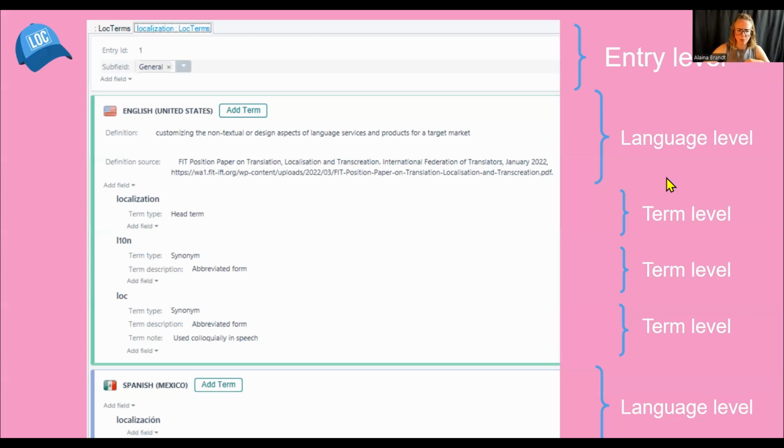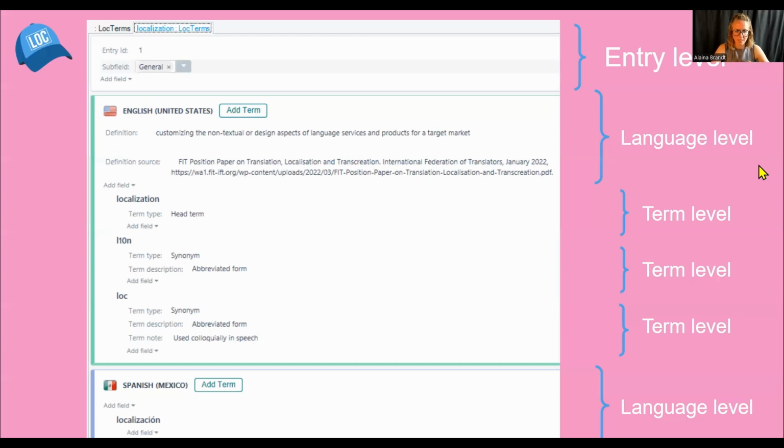Within this hierarchical structure, the principle of inheritance applies. That is, the characteristics collected at the broader levels of the term base, at the higher levels of the term base, are passed down to the more detailed levels. So there's an example on screen here of a concept entry within Trados MultiTerm for the concept of localization. Notice that the English synonyms localization, L10N, and loc are collected into the same concept entry, since all of these designations designate the exact same concept.